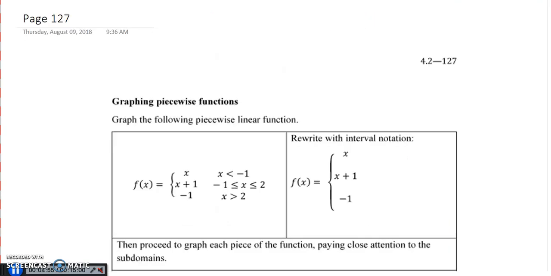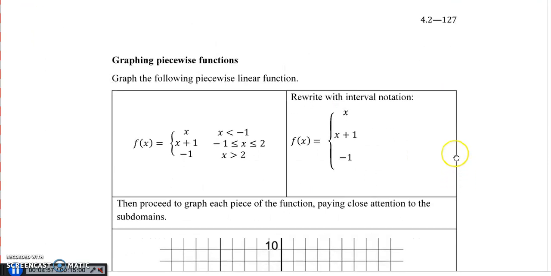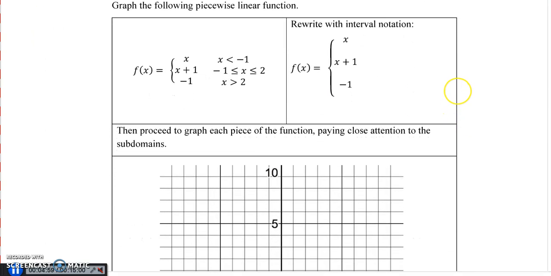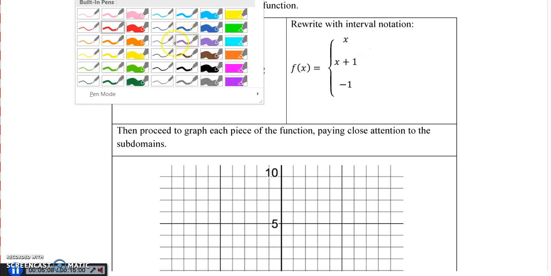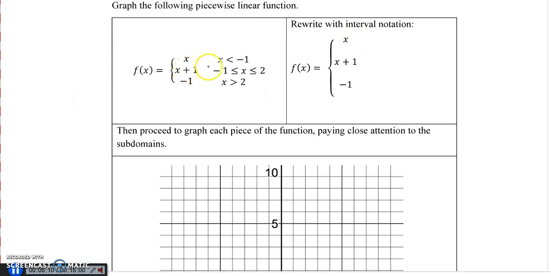So now let's look at page 127, and we're going to try a whole piecewise function. This piecewise function has three parts. The first thing we want to do is rewrite this in interval notation. So x is less than -1. That's negative infinity, -1.